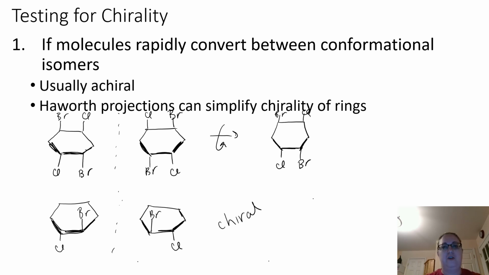So this is one of the things that you can think about that we have to look for when looking for chirality. We have to watch for rotations around single bonds, and we also have to make sure that we flip and rotate our rings to make sure those mirror images are superimposable or non-superimposable.